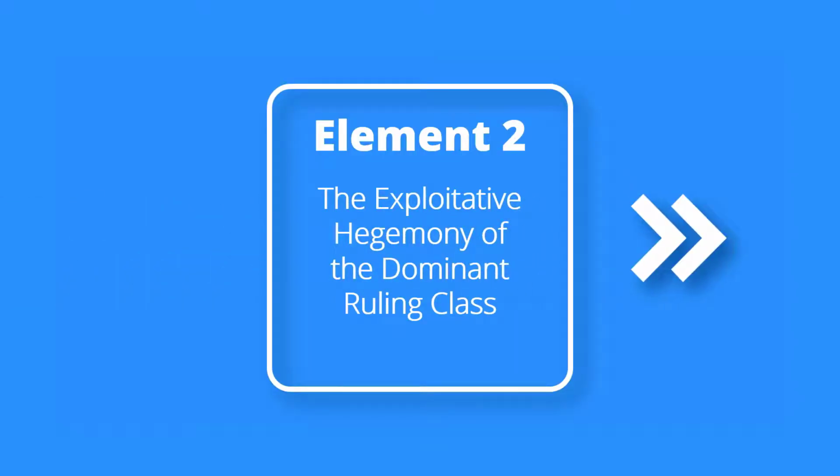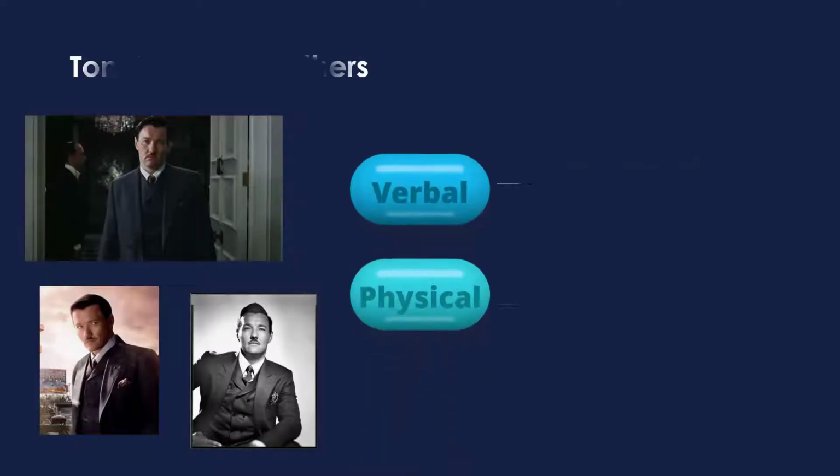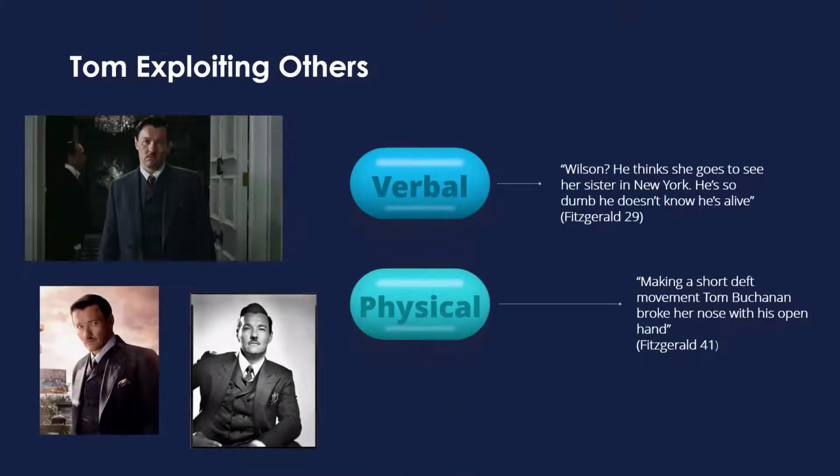Element 2. The exploitative hegemony of the dominant ruling class. Tom exploiting others. Tom Buchanan, the most obnoxious of the dominant class in the text, is constantly physically and verbally exploiting all those he considers below him, for example Myrtle, Wilson, and Gatsby. He expresses this through verbal abuse to Wilson and Gatsby, and his physical exploitation through Myrtle.